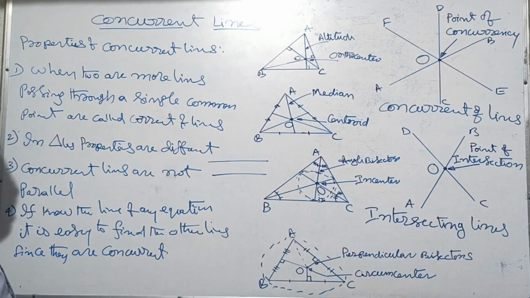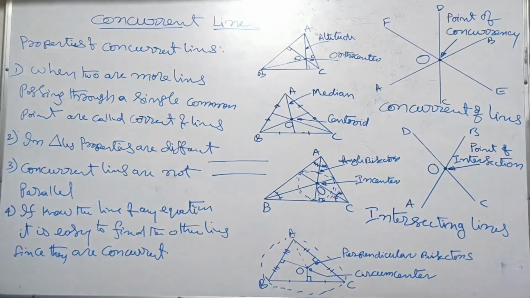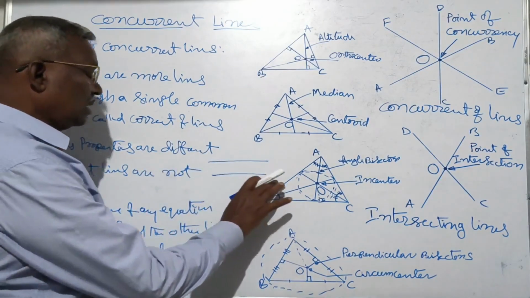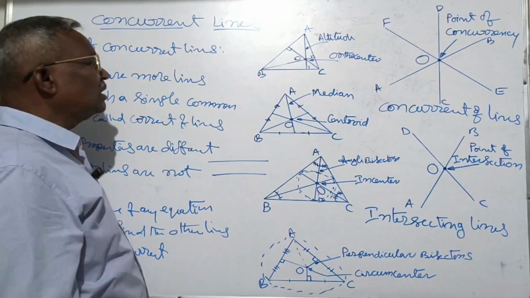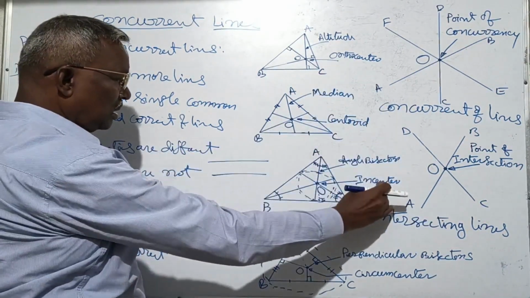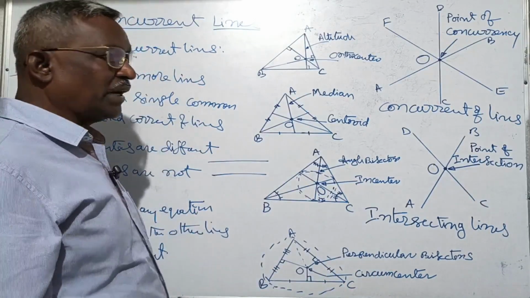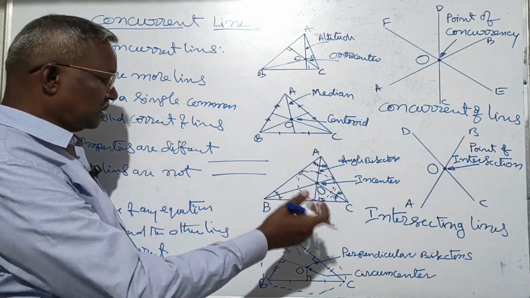Next, concurrent lines are not parallel lines. Keep it in mind. Okay friends, regarding the orthocenter, centroid, incenter and circumcenter, we'll study them in next classes.